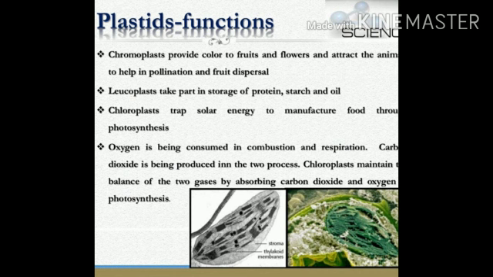Last topic, you can see the functions of the plastids. What are the functions of the plastid? Chromoplast provide color, leucoplast are for the storage of protein, starch and oil. Plastid and chloroplast both work side by side, as the chloroplast traps solar energy to manufacture food through photosynthesis. Oxygen is consumed in combustion and in respiration, and carbon dioxide is produced in the two processes.